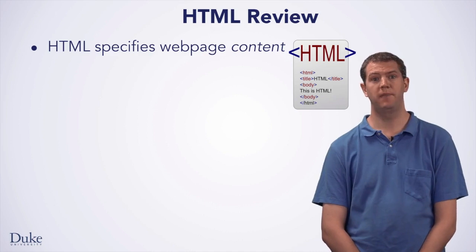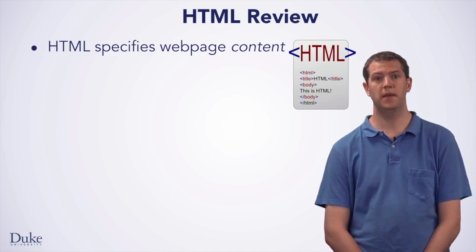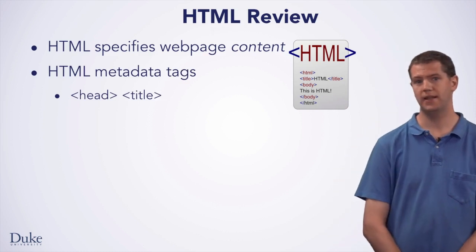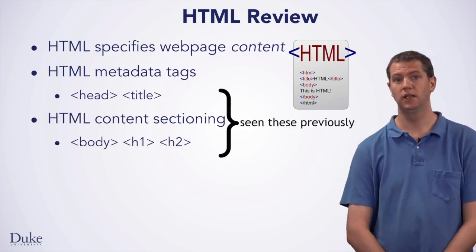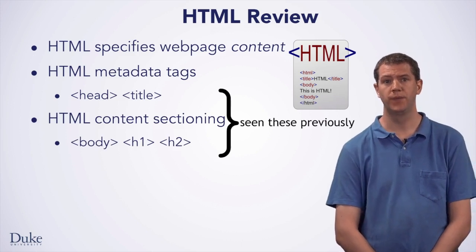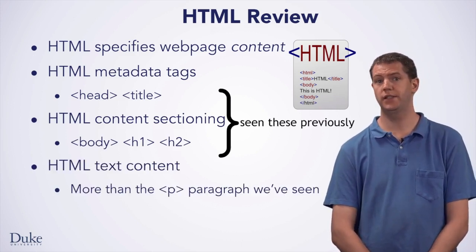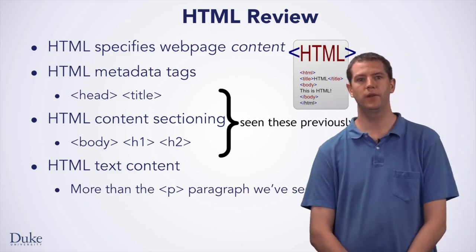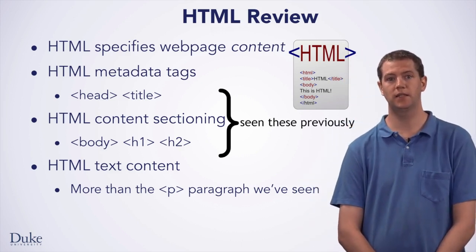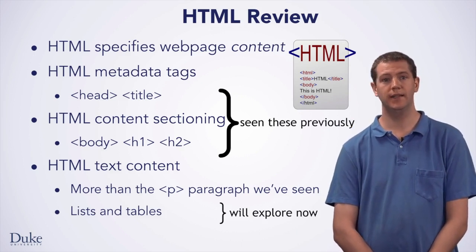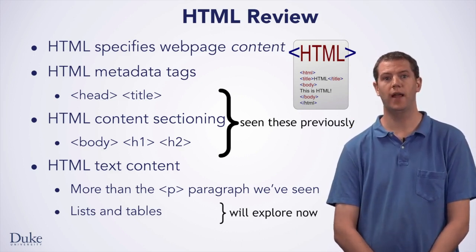You've already learned some basics of HTML, which lets you specify the contents of a web page that you want to make. You learned about metadata tags, such as head and title, and sectioning tags, such as body, h1, and h2. You learned about text content, such as the p tag, which formats a paragraph. However, there's much more that you can do with HTML besides just put text into paragraphs. One way that you might want to organize information is in lists or tables, which we will explore now.